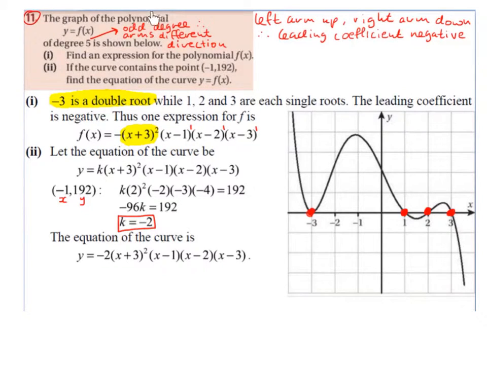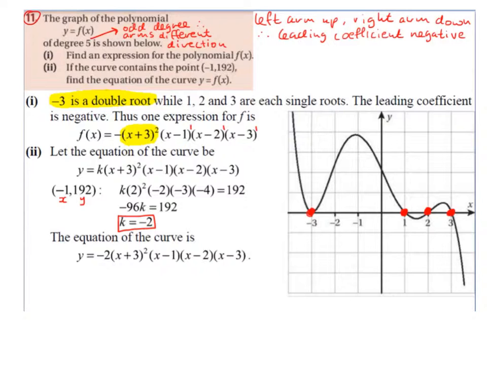The graph of the polynomial y equals f of x of degree 5 is shown below. So here's our x-axis, here's our y-axis, and this is our polynomial. Part 1, find an expression for the polynomial f of x.